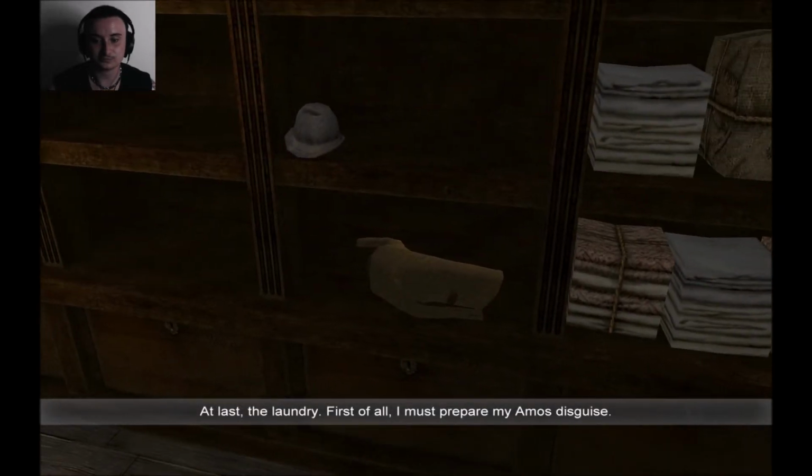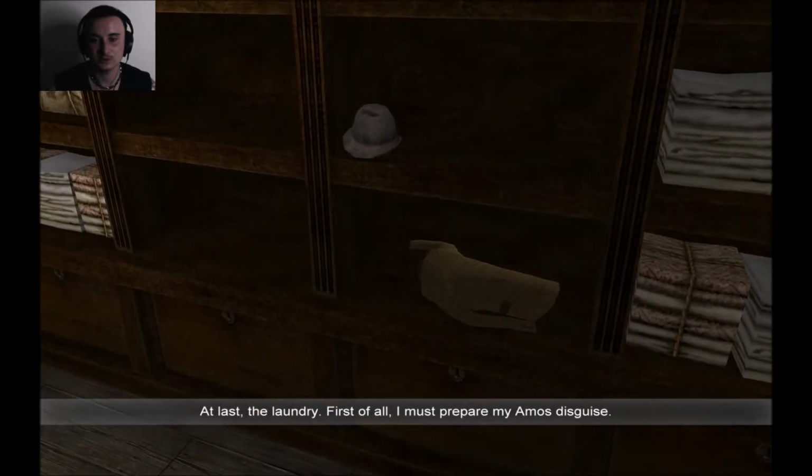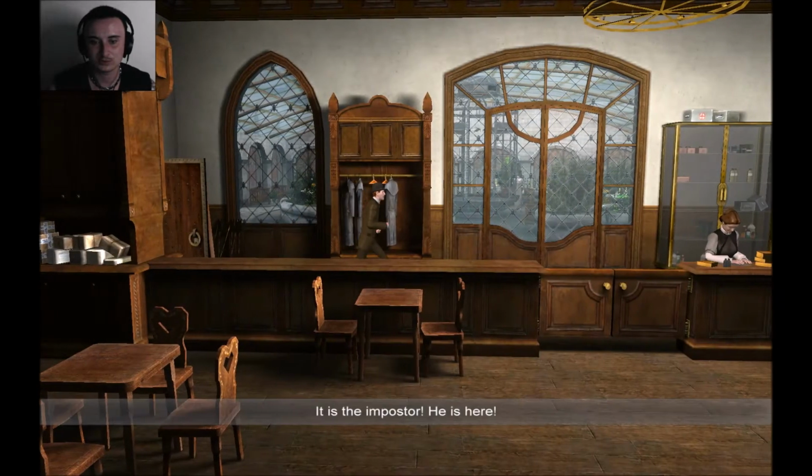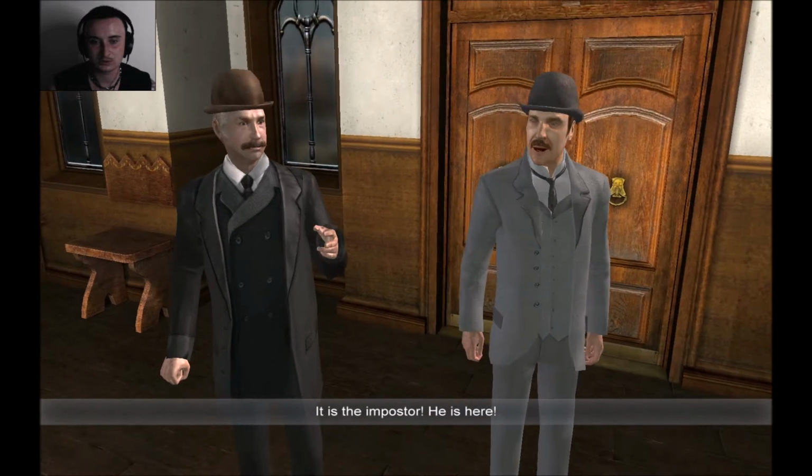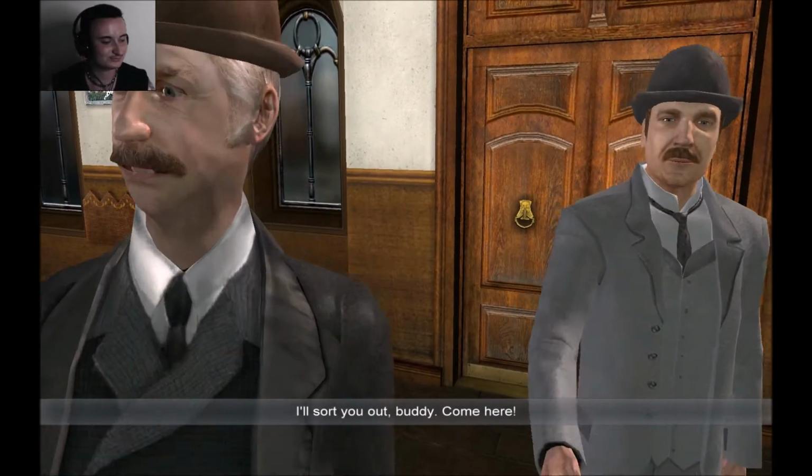At last, the laundry. First of all, I must prepare my Amos disguise. Hat, coat. It is the imposter! He is here! I'll sort you out, buddy. Come here.